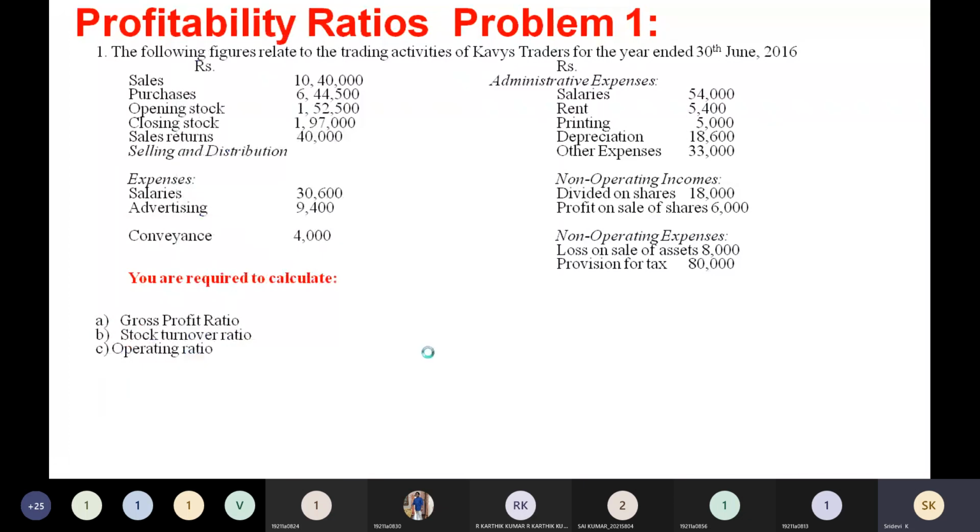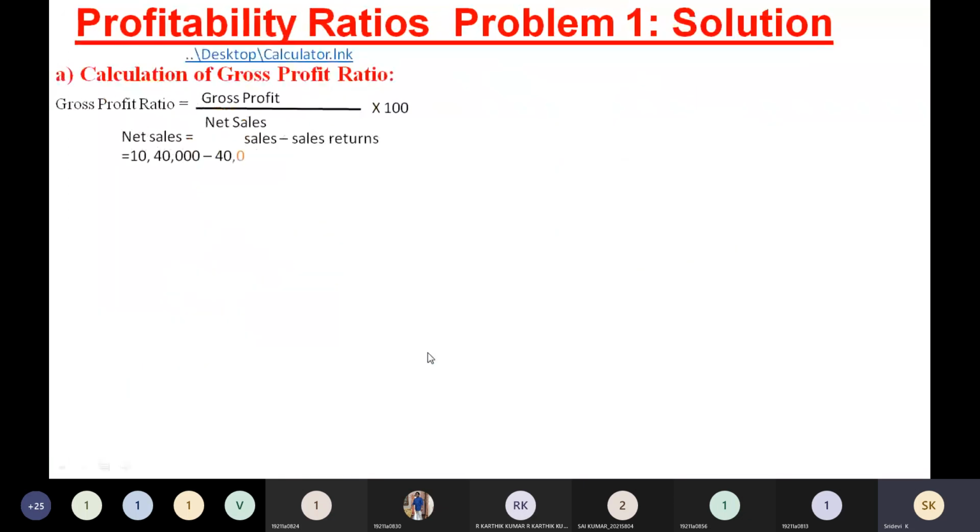So now let us deduct that. Sales is 10 lakhs 40,000 minus 40,000. It is easy, no need of a calculator here. So 10 lakhs is left over now. So that is net sales. And how are you going to get the gross profit? Take this formula. Gross profit is equal to sales minus cost of goods sold.